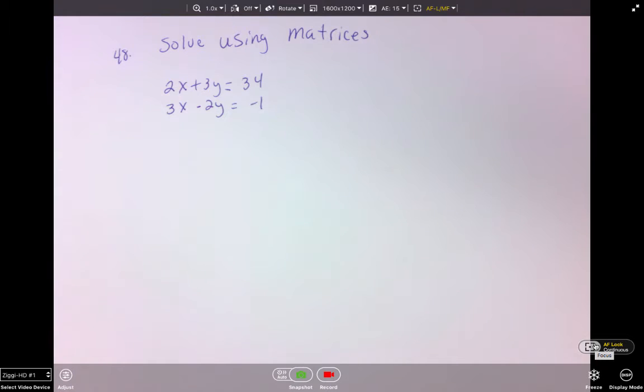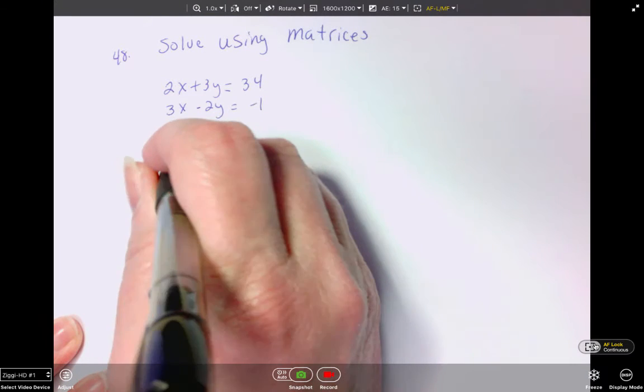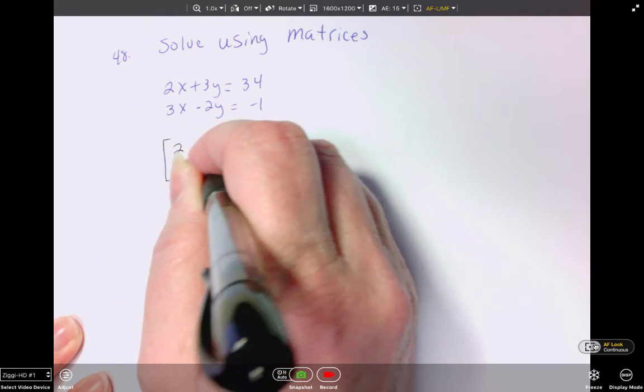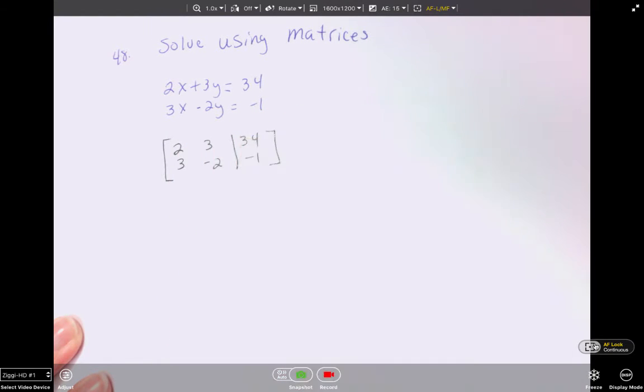All right, so we are working on solving a system of linear equations using matrices. So if you're in my class, we're doing number 48. We already solved it using Cramer's rule. Now we're using the same one to solve using matrices. So what we're going to do is create our matrix. We're going to bring down our coefficients. We have 2, 3, 3, -2, and we have our 34 and -1.